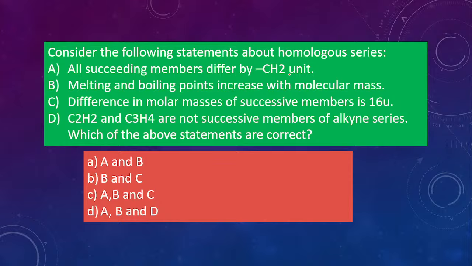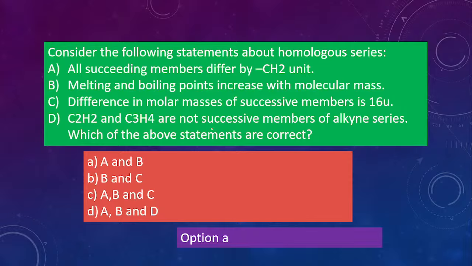So which is correct? Okay, option C. Yes, A, B and C, A, B and C, right? So these are correct. So yeah, but you see here, option D. Also, this is also correct. Here you see C2H2 and C3H4.